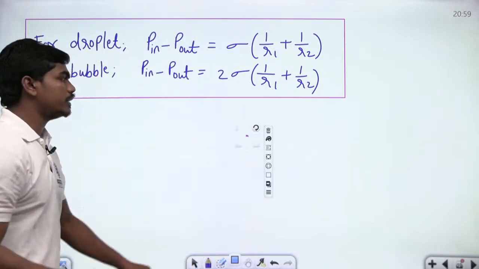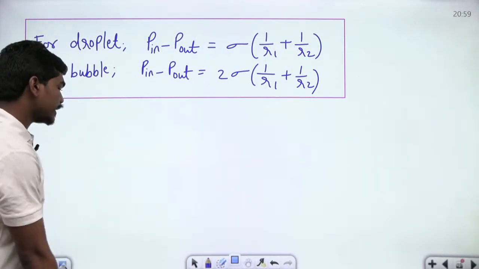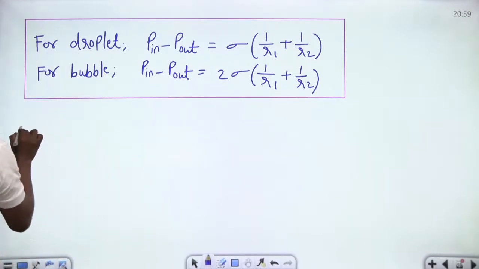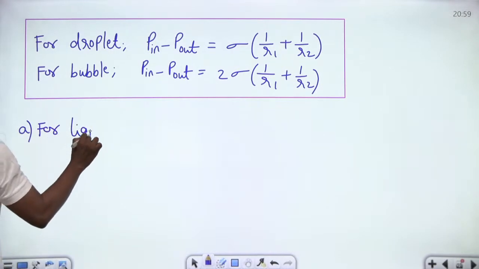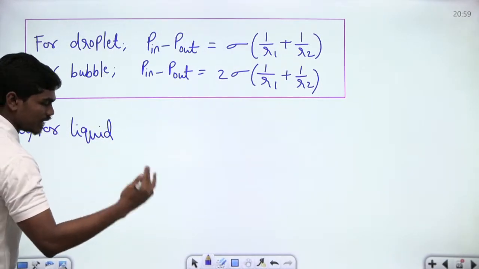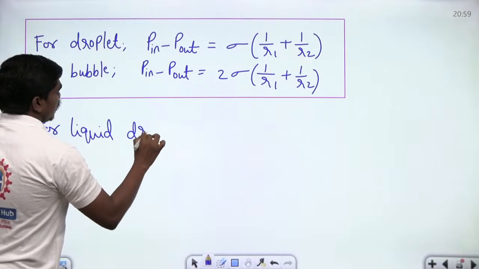Are you all clear till this point? If this is the case, now let us consider a few cases. A, for liquid droplet. Even this question was asked in GATE 2021. So let us observe the things.